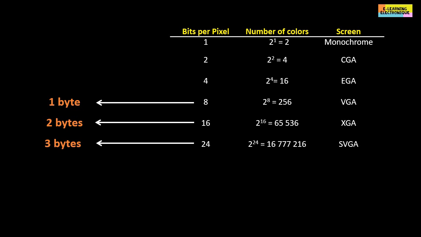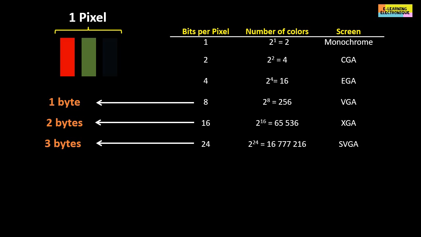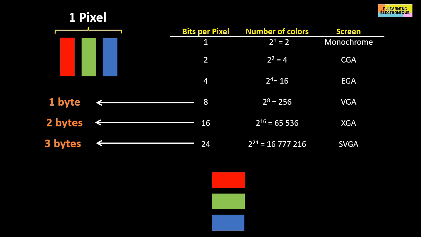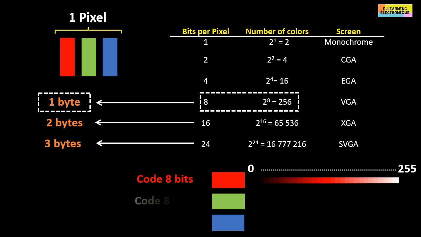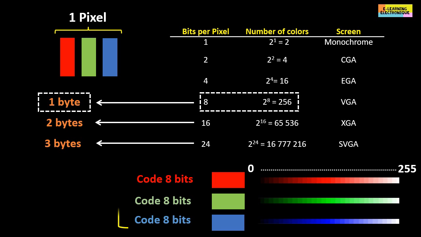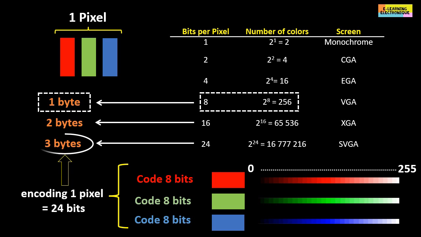As we have seen before, each pixel is made of 3 colors, which are red, green, and blue. If each of these colors is coded with 8 bits, equivalent to 1 byte, we obtain shades ranging from 0 to 255. This is equivalent to having 256 types of red colors, 256 types of green colors, and 256 types of blue colors. As in each pixel there are 3 different colors, it will take 3 bytes to code each pixel to properly reflect all the nuances.